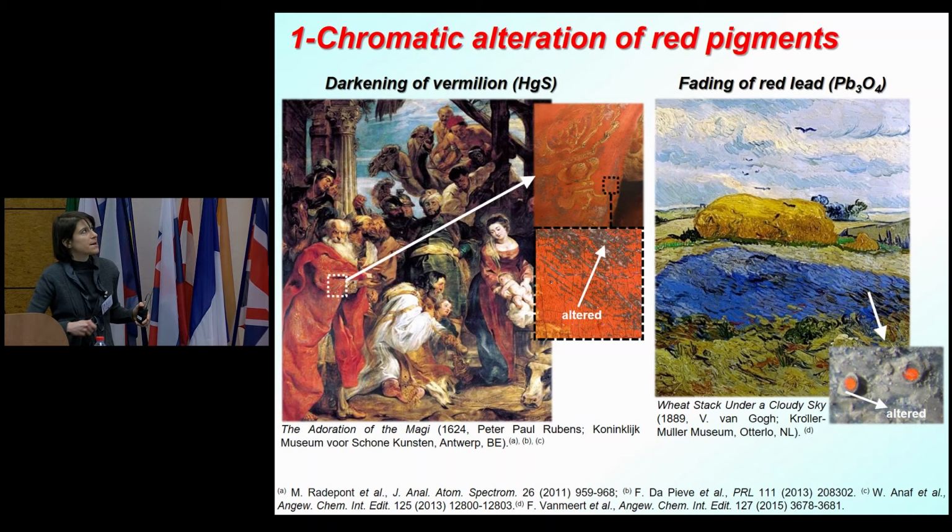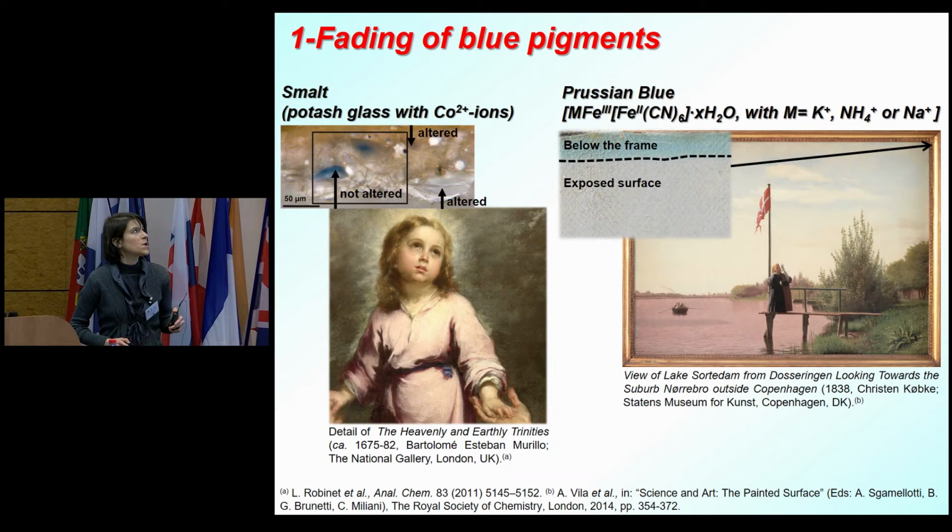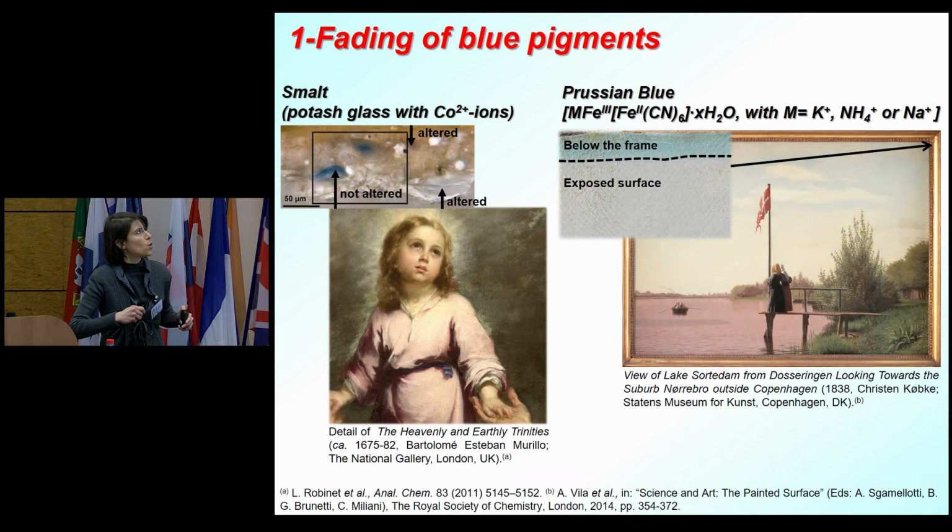One example is the darkening of red vermilion. Another one is the fading of red lead. Among the blue pigments, we know that there are several classes of pigments that tend to fade. Among these compounds, we can find smalt, which is a potash glass with cobalt ions, and Prussian blue.